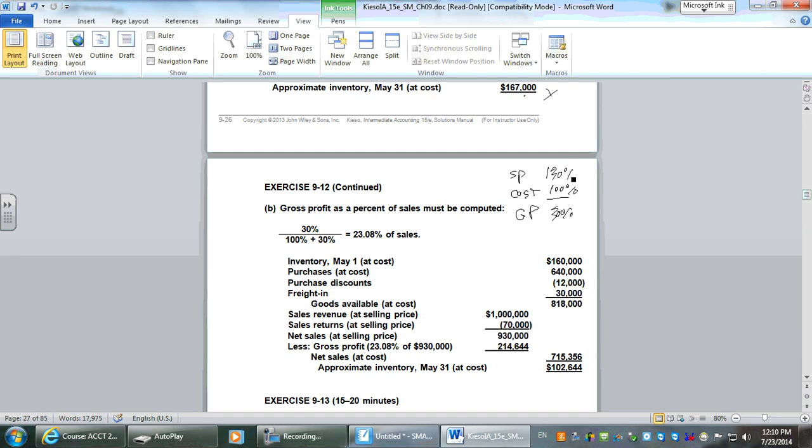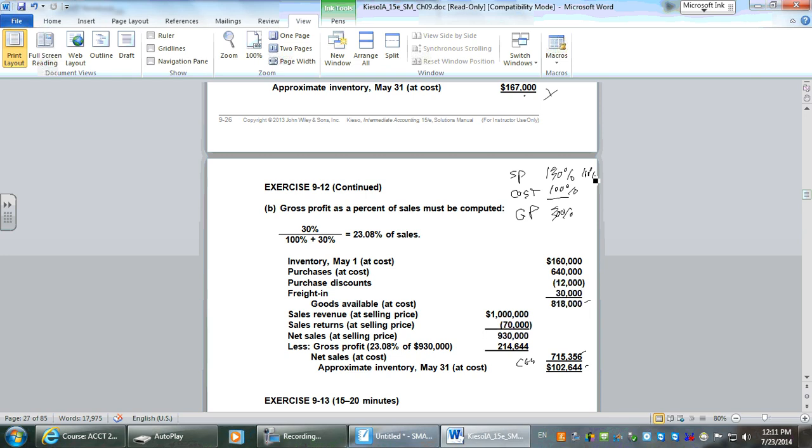So what they suggested you do here, right? They got exactly the same calculation. They're taking their beginning inventory, adding their purchases, right? Subtracting their purchase discounts, adding the freight in, and they get available for sale. And what we're going to try to do is compute the cost of goods sold. This is cost of goods sold, of course, right? And they get the approximate inventory, okay? So same type of idea. Just convert this, make this 100%. So let's do that, okay?